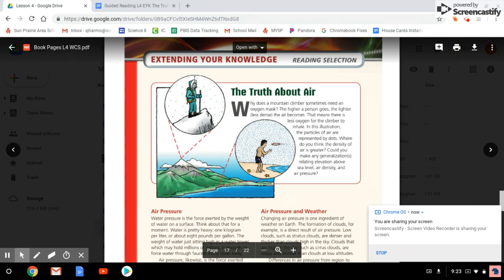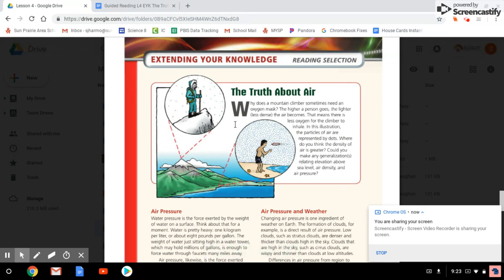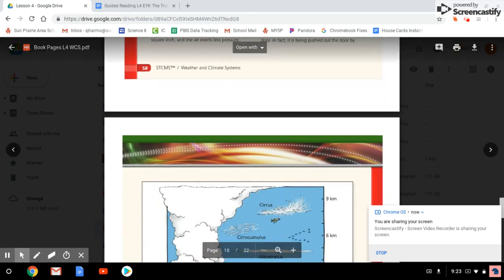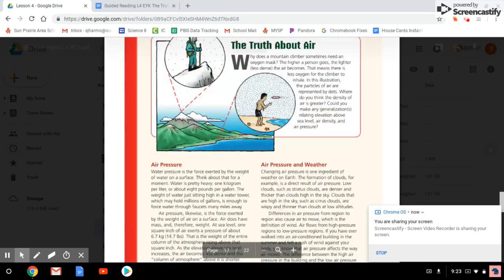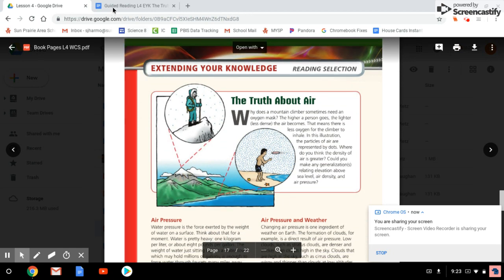I see here, before I even look at the questions, a man standing on maybe a mountain or a woman standing on maybe a mountain. And it looks like maybe they're trying to show that the air molecules are spaced apart. Then I see a person here, and it looks like maybe they're on a beach and maybe the air molecules are closer together. I see that it's talking about air pressure and weather. And then down below, it looks like it has some information about clouds. So now I'm going to go ahead and take a look at our questions that we need to answer.